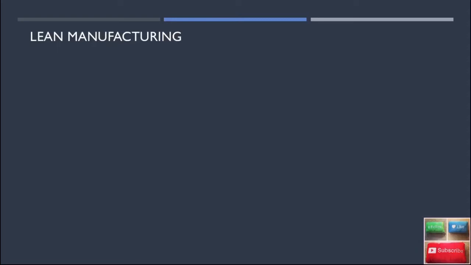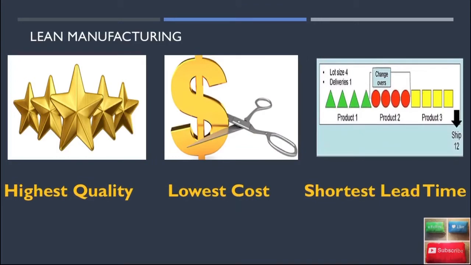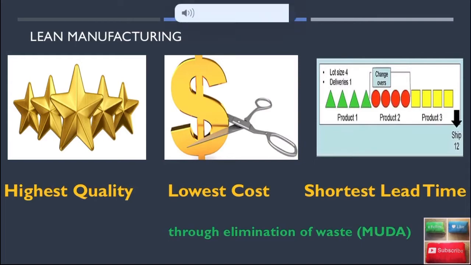It mainly focuses on three things: the highest quality of the product, the lowest cost to produce it, and the shortest lead time. All this can be done through elimination of waste, which is called muda. Muda is a Japanese term for waste. So if you want to produce any product at very low cost but of highest quality, and supply it to the customer very rapidly, then you need to implement or follow lean manufacturing.